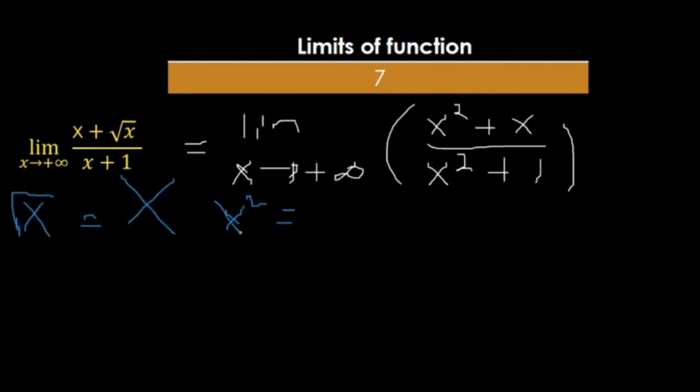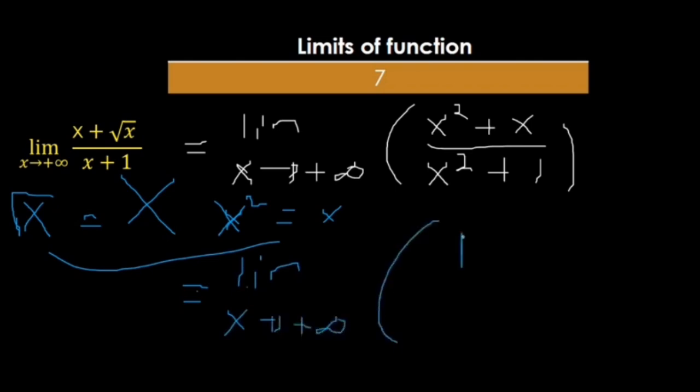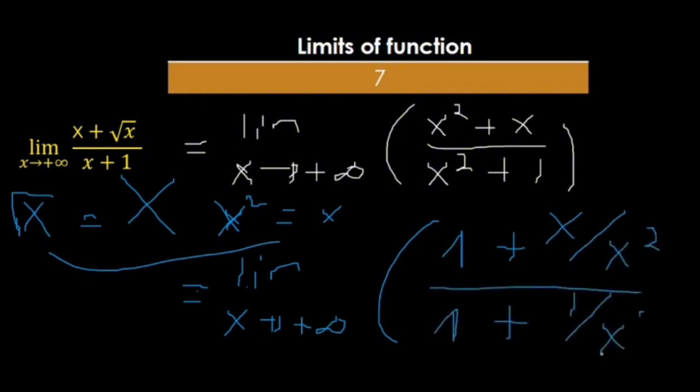Capital X is equal to x. Okay, that is why we substitute here. Don't be confused. That will be equal to what? We divide through by x squared. There is the limit as x tends to plus infinity of (1 plus x) all over x squared, divided by 1 plus 1 all over x squared. That is equal to what? The answer will be equal to 1.